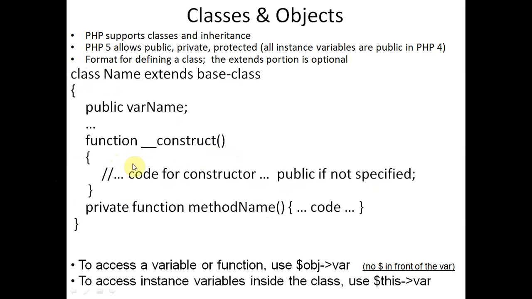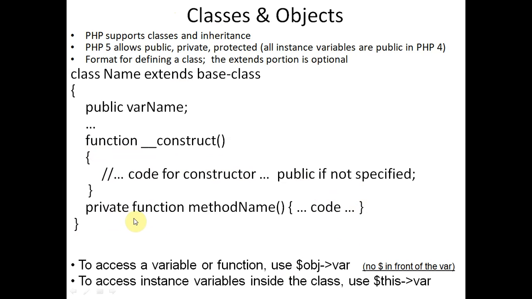But here, this is the slight difference between Java and PHP. In this PHP code, we are defining the constructor. The constructor is public; it is not specified. Otherwise, we can specify the type: protected, private, and by default it is public.